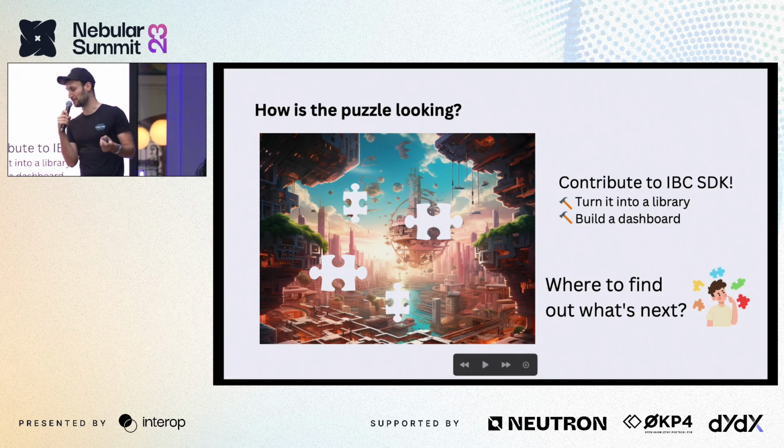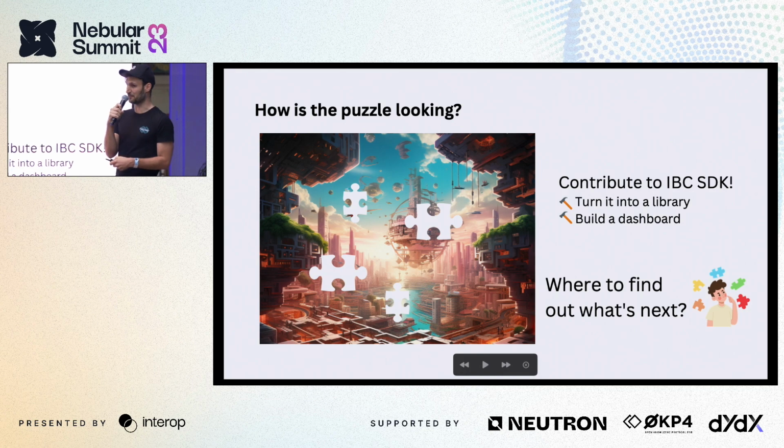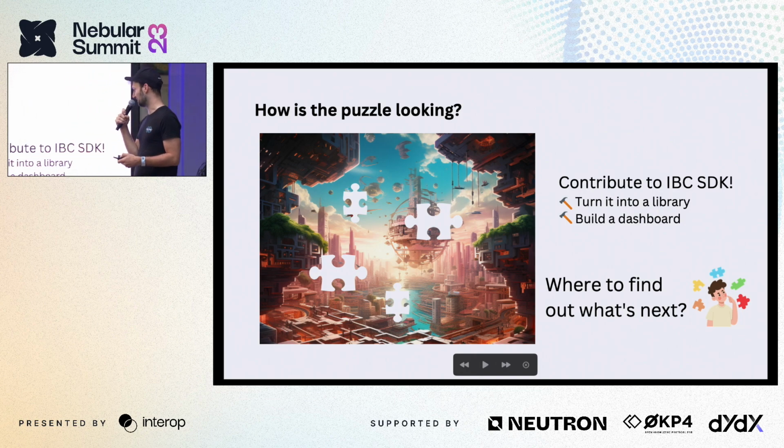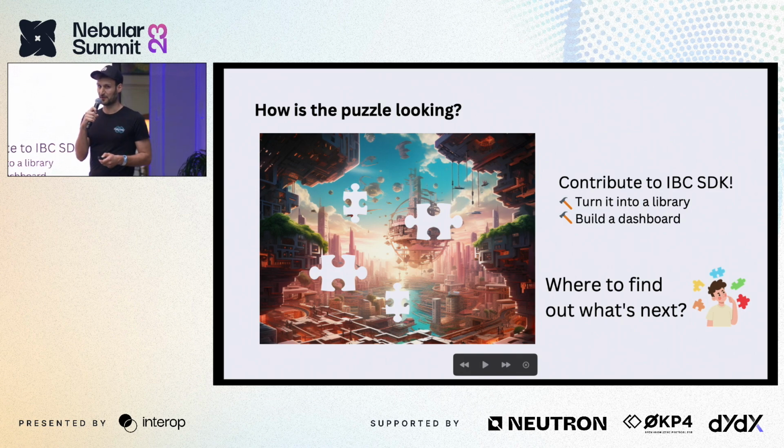One way is to contribute to the IBC SDK to make it even better. Because right now, we started with support for Ethereum and Cosmos chains. But it can be a lot more. It can be any generalized setup. And there are some other things that we still need. We can turn it into a library. We can build dashboards for it to really make it as easy as possible for contract developers. But there are some bigger pieces as well.